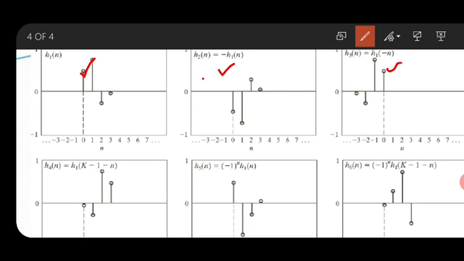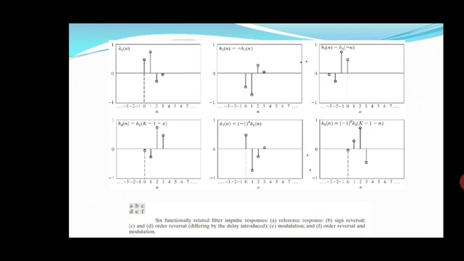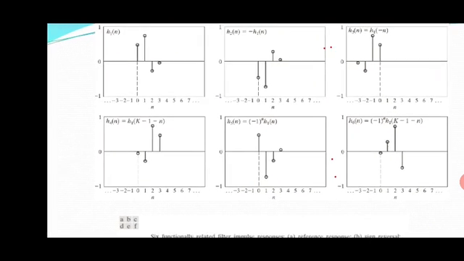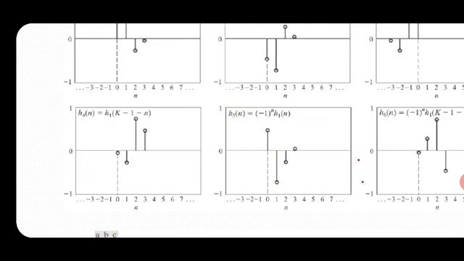H of 1 we have this sample, and at h of minus 1 there is the mirrored one. H of 2 we have this sample, h of minus 2 has to go like this. H of 3 this one, h of minus 3. Likewise, it will be indicated for the third diagram. I hope you understood the timing diagram here.